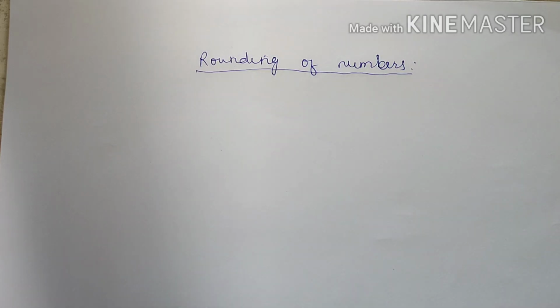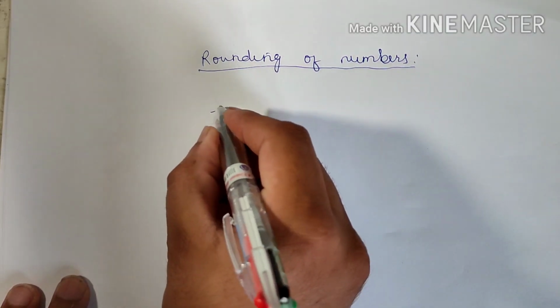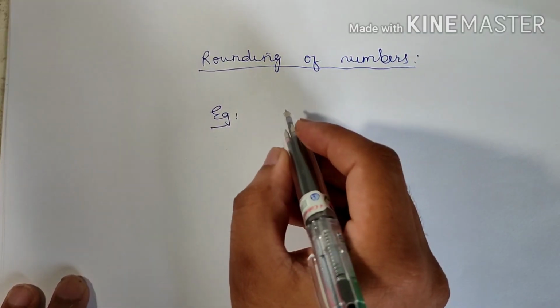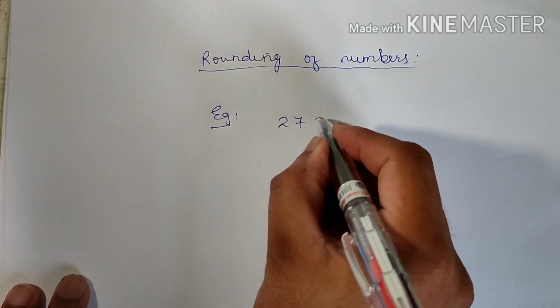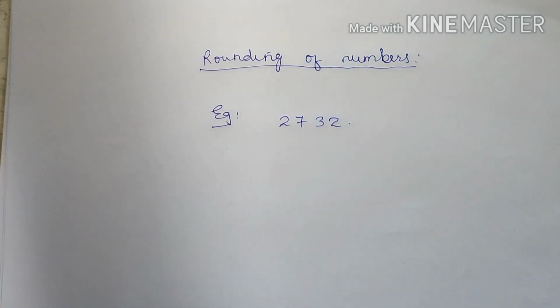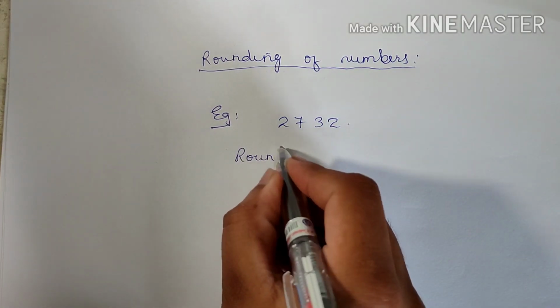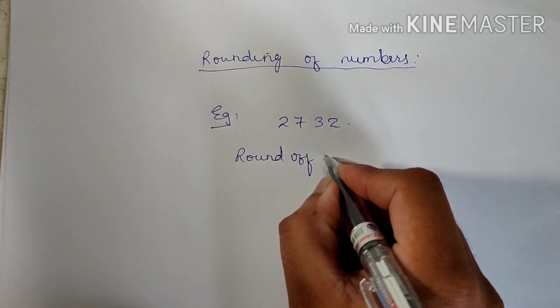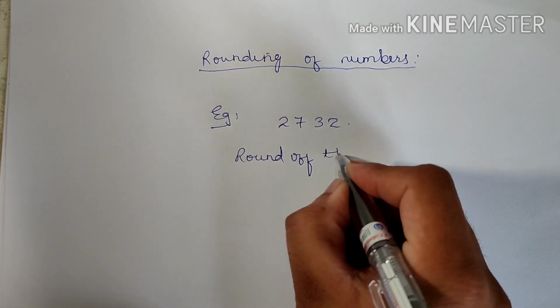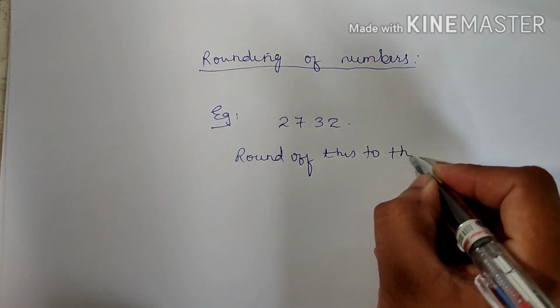First, let's take an example. 2732 is given to you. Now you have to round off this number to the nearest 10. Suppose a question is saying round off this to the nearest 10.